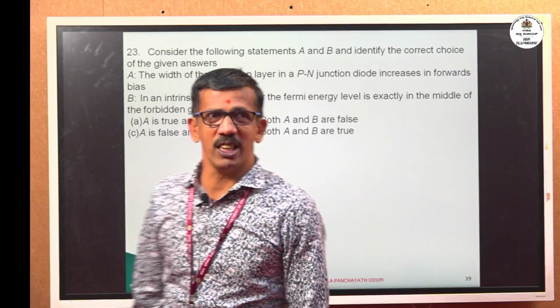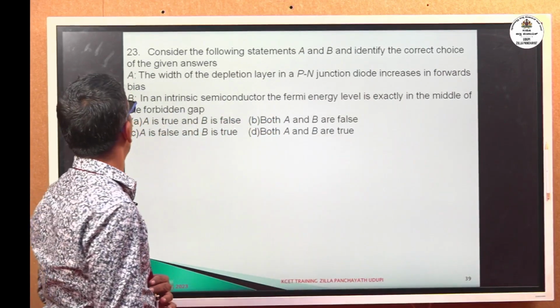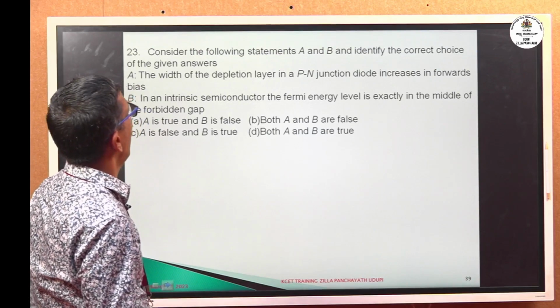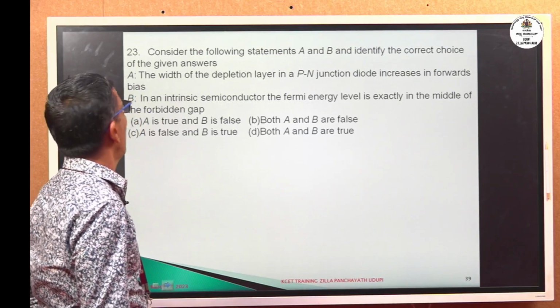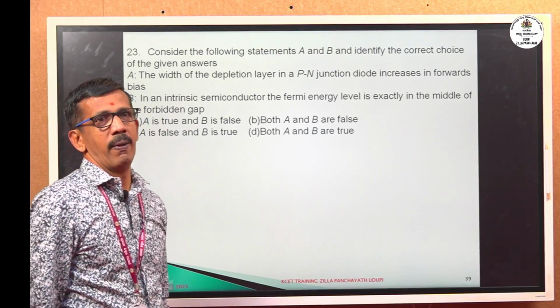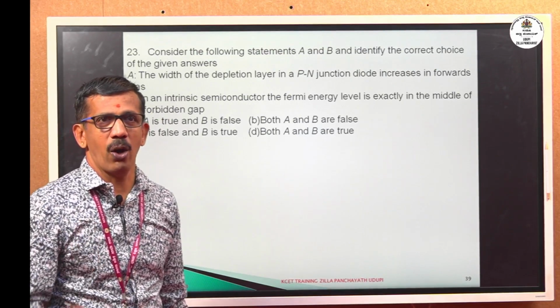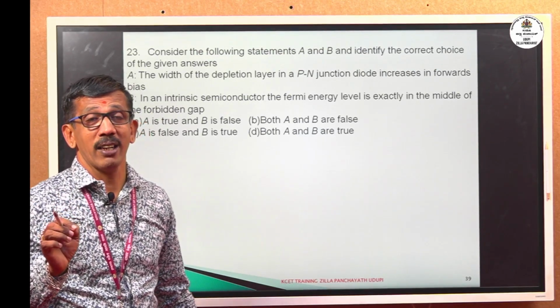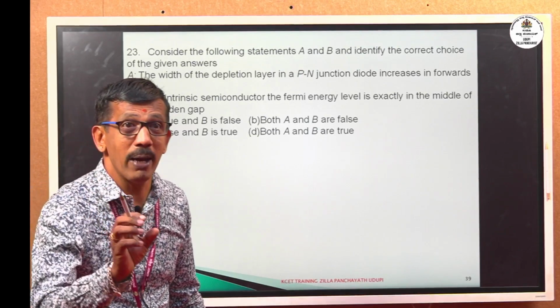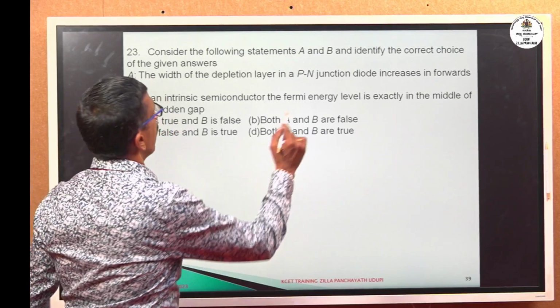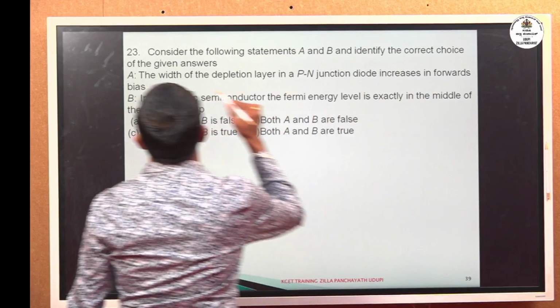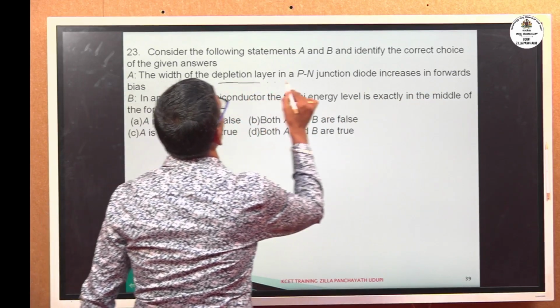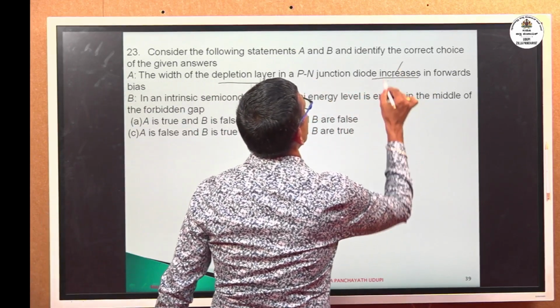The first statement: the width of the depletion layer in a PN junction diode increases in forward bias. Whether it is right or wrong. See, the width of the depletion layer during forward bias decreases. But the given statement that the width of the depletion layer increases is wrong.